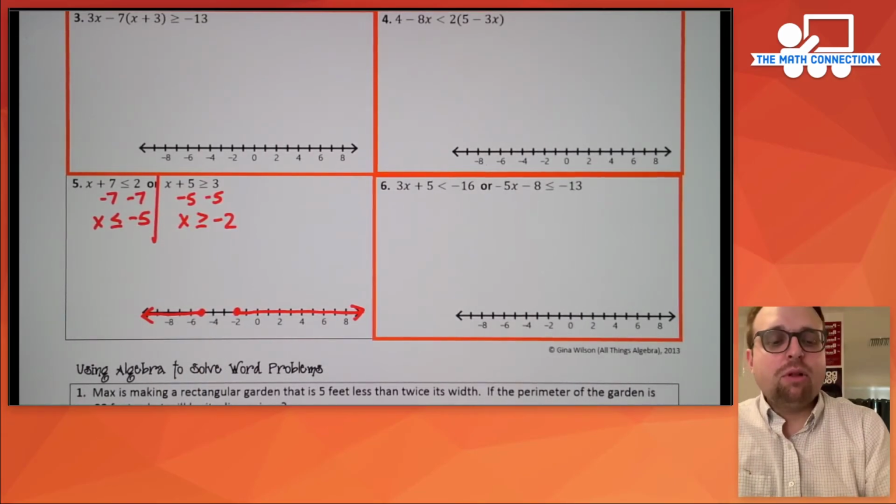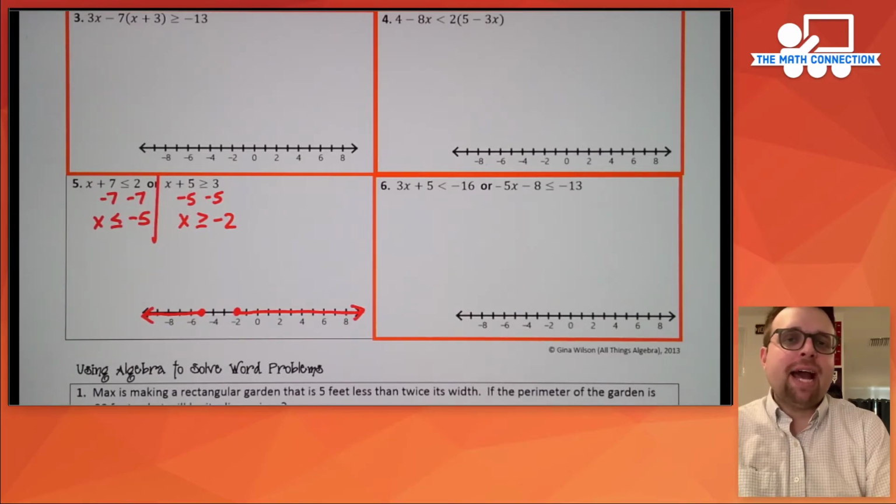Number 6 is a similar problem, so go ahead and work that one out and plot your answer. This is a good spot to pause your video if you would like to give that a shot, and then come back and we'll do the rest of the worksheet.